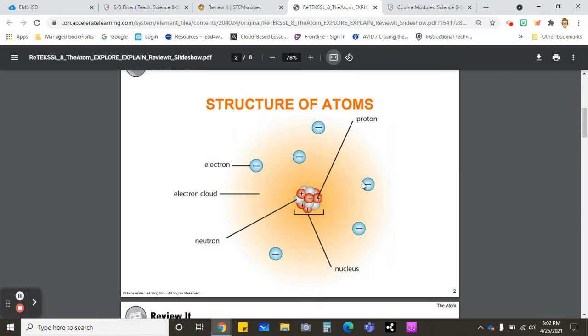Anyway, matter is composed of incredibly small atoms, and atoms are the building blocks of all matter. So you got the general structure. You have the nucleus in the middle, which is a concentration of protons and neutrons. Protons are positively charged, and neutrons are neutrally charged, or they have no charge.